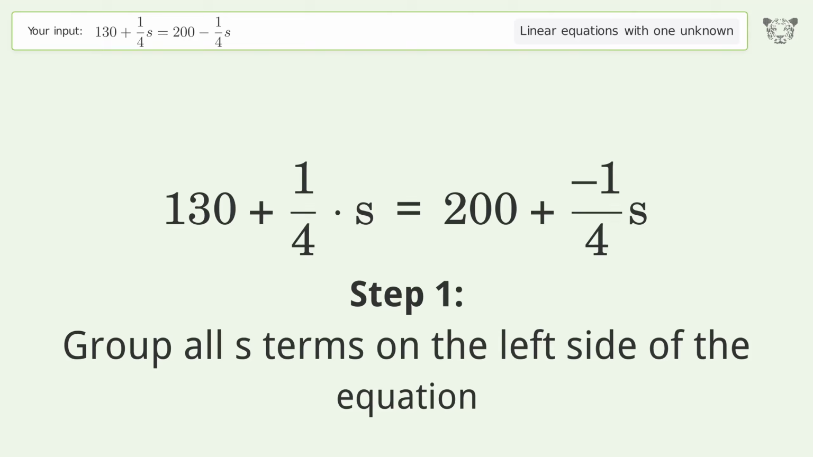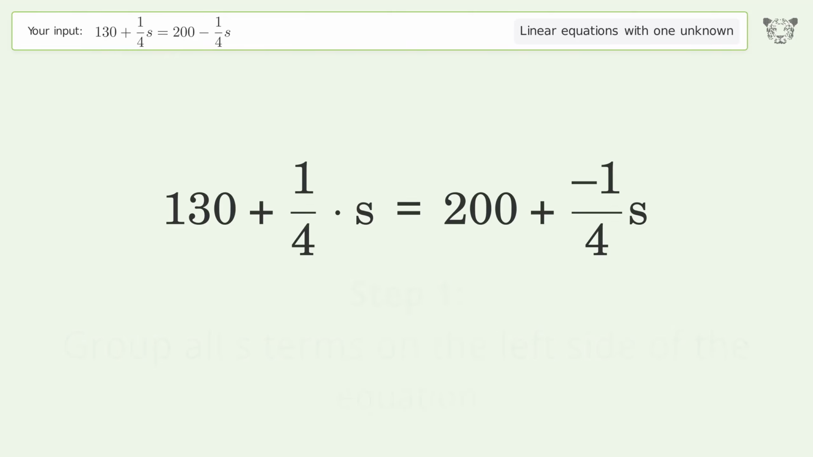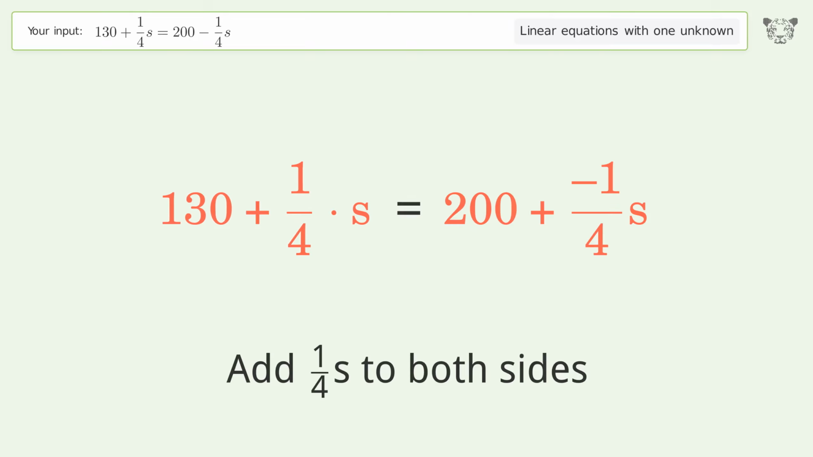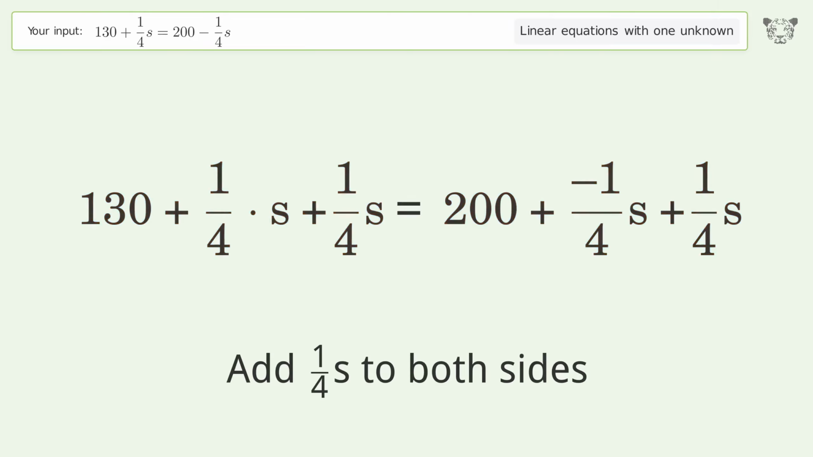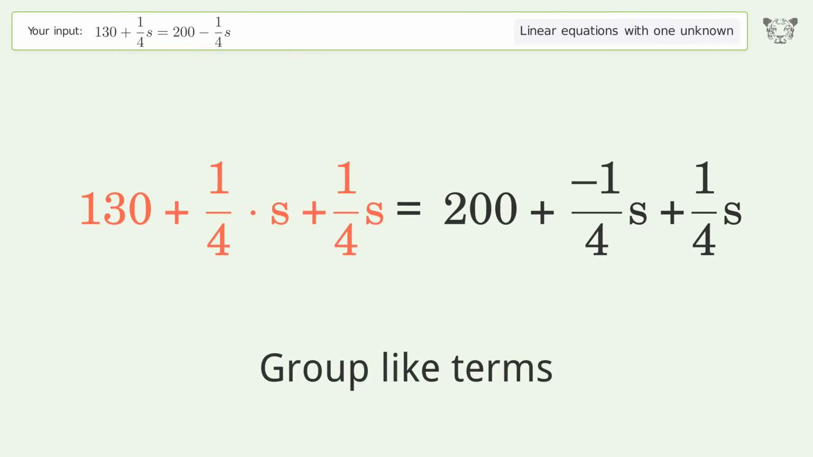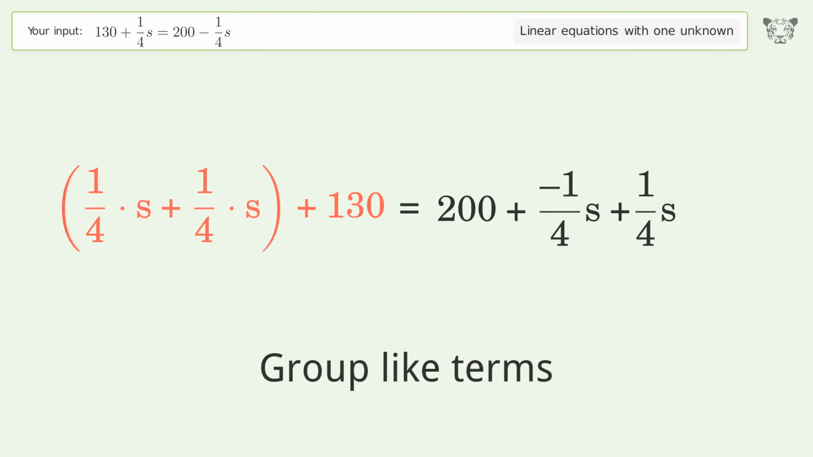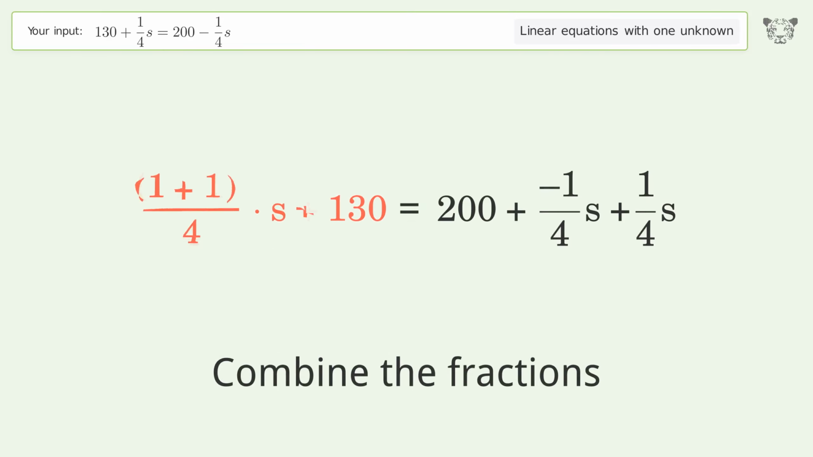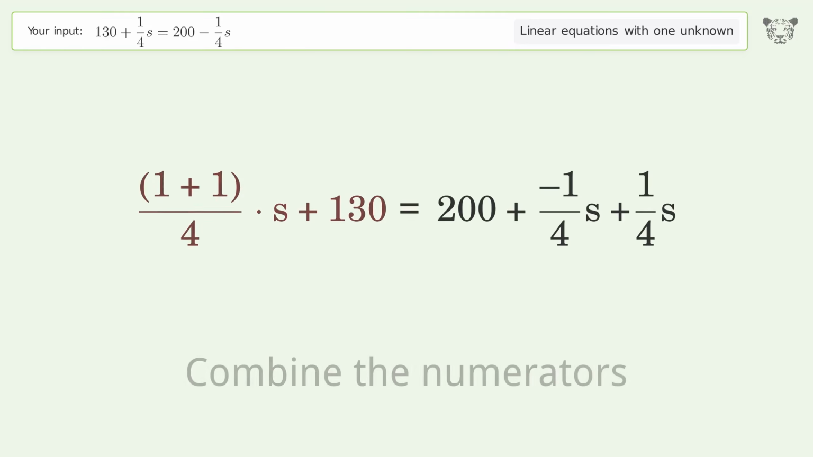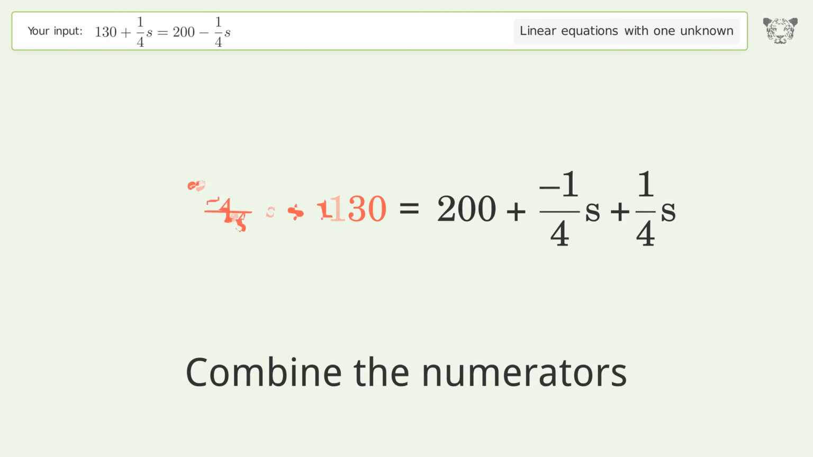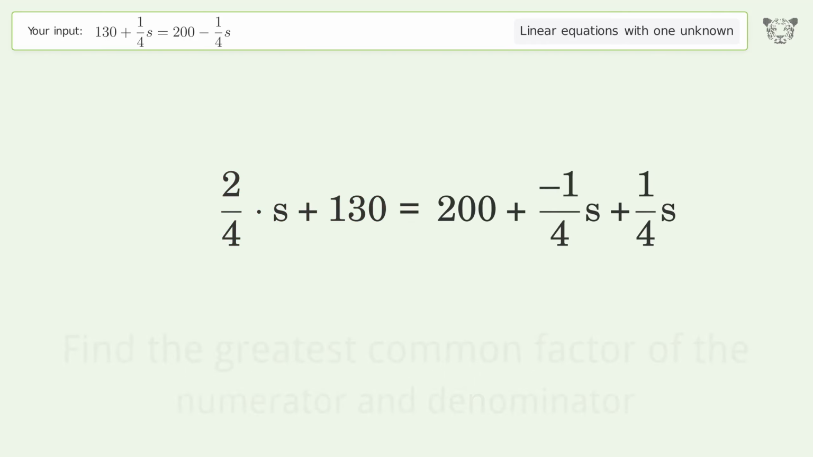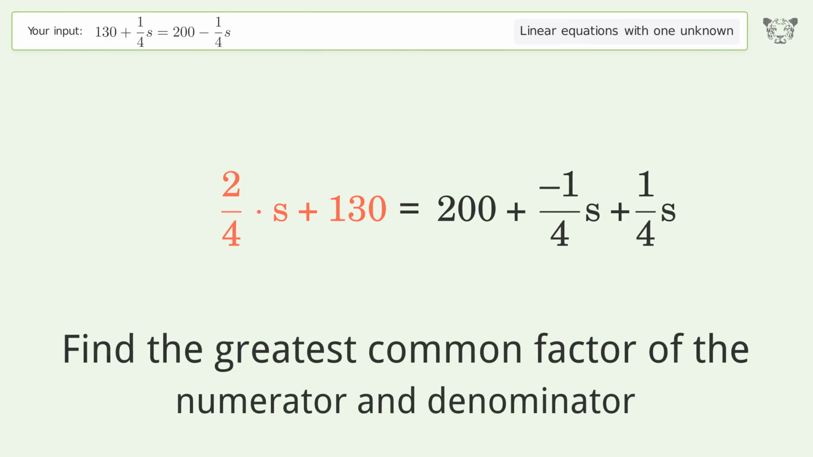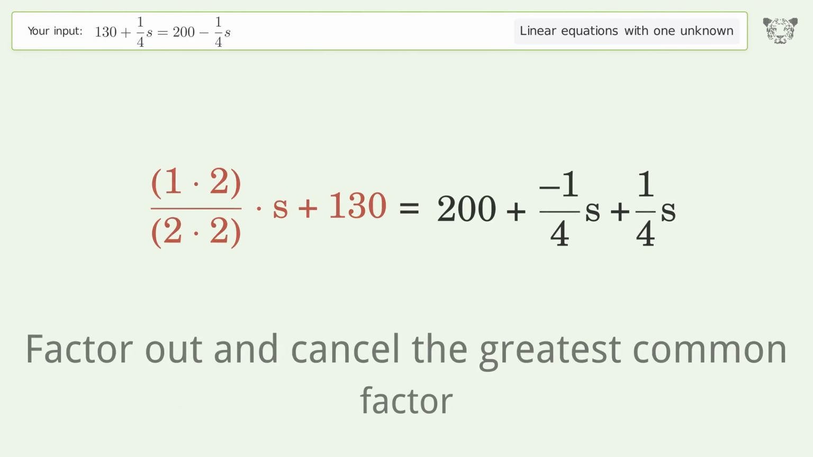Group all s terms on the left side of the equation. Add 1/4s to both sides. Group like terms. Combine the fractions. Combine the numerators. Find the greatest common factor of the numerator and denominator. Factor out and cancel the greatest common factor.